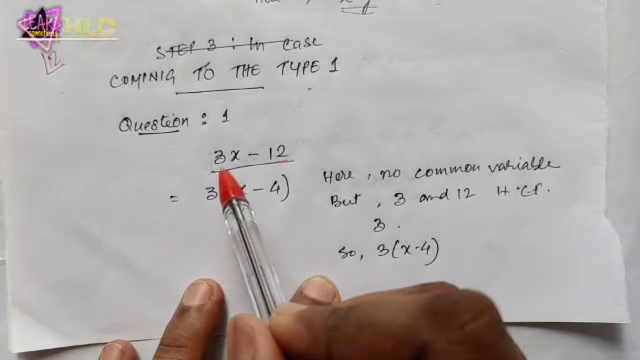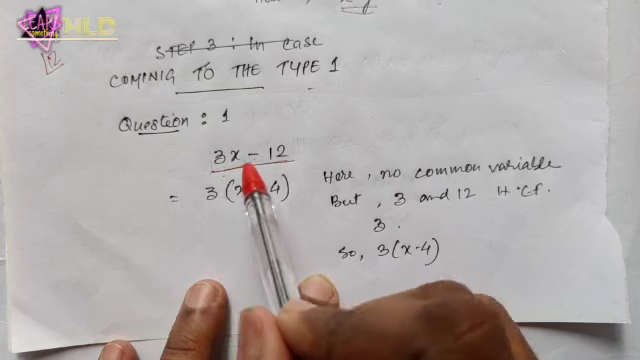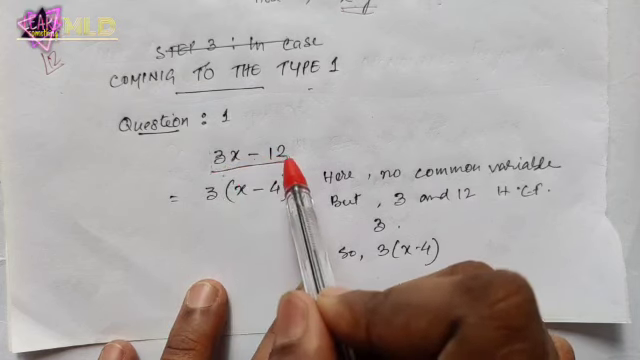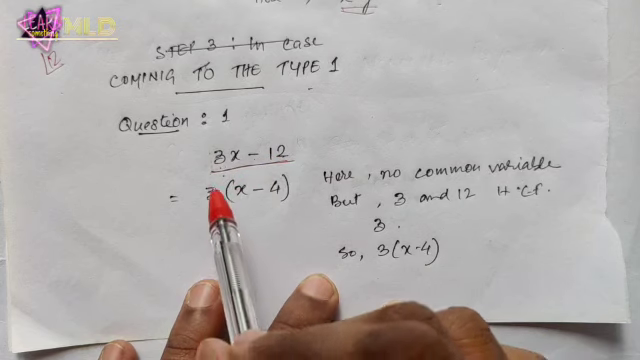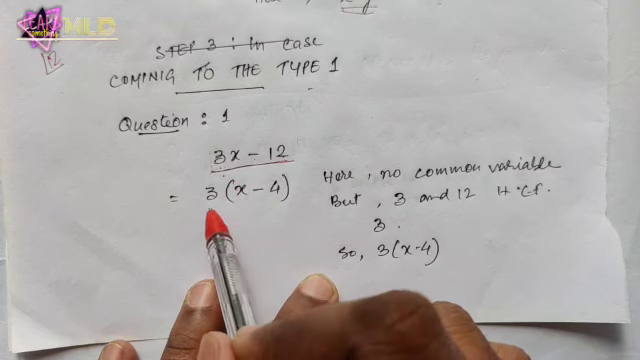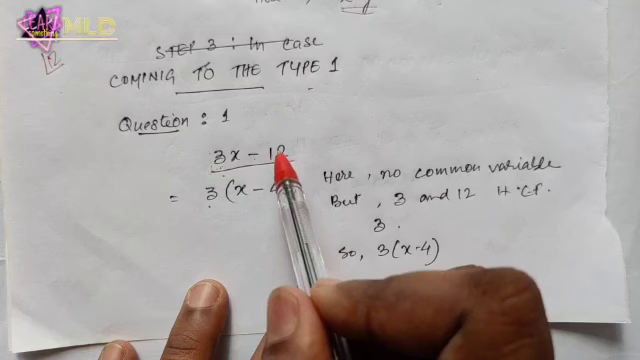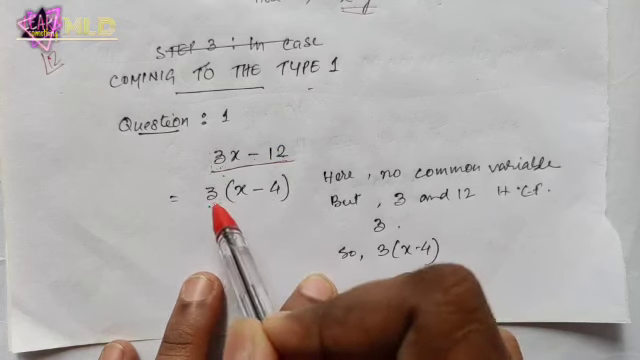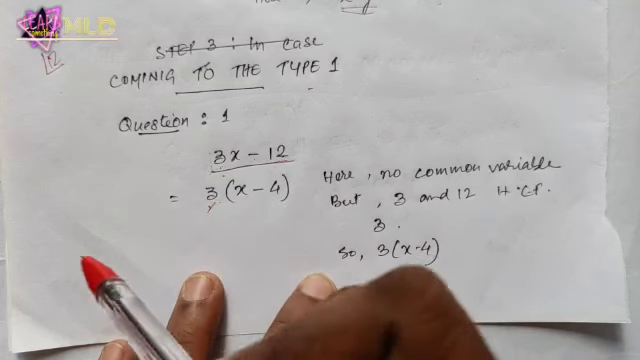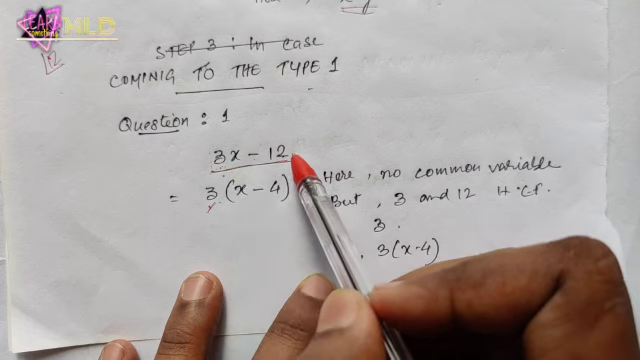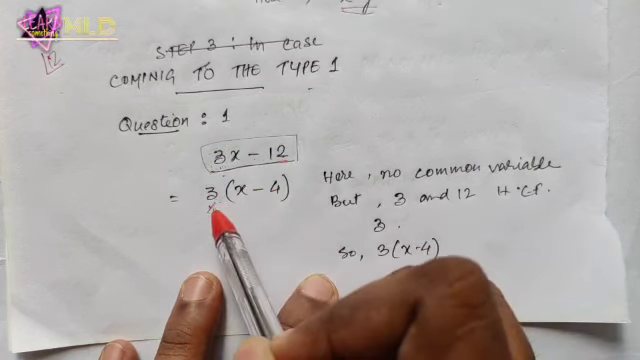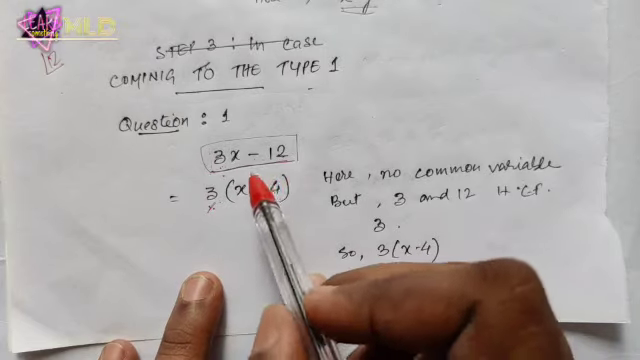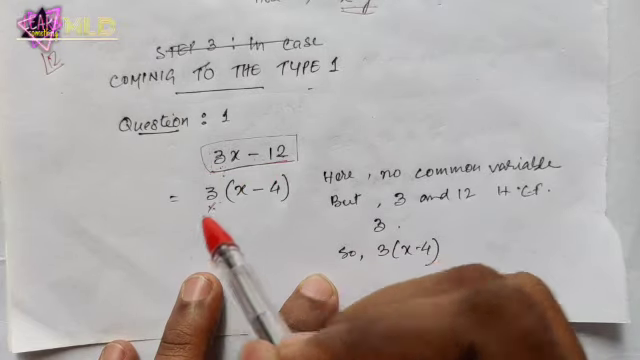Now here, first you see the numbers 3 and 12. You know that 3 and 12 can both be divided at the same time by the maximum number 3. That means HCF of 3 and 12 is 3. So 3 is common out. And next you will see whether any variable is common or not. But in this case there is no common variable, so 3 will be out. Okay, 3 is out. Now how to write this, means factorize this.